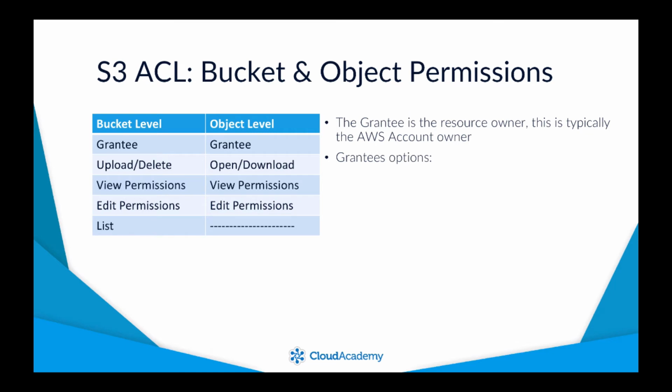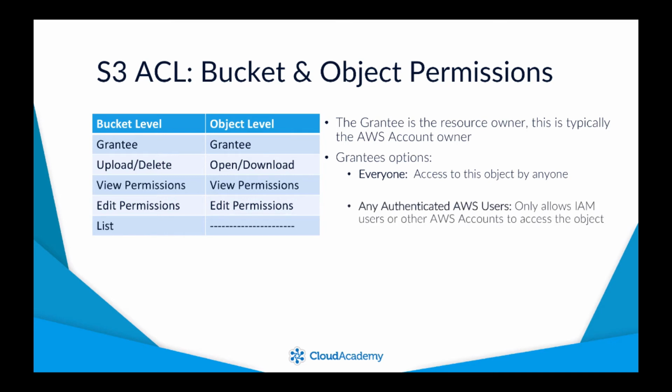The grantees are defined by the following categories. Everyone. This will allow access to this object by anyone, and that doesn't just mean any AWS user, but anyone with access to the internet if the object is public. Any authenticated AWS users. This option will only allow IAM users or other AWS accounts to access the object via a signed request of authentication. Log delivery. This allows logs to be written to the bucket when it is being used to store server access logs. Me. This relates to your current IAM AWS user account.